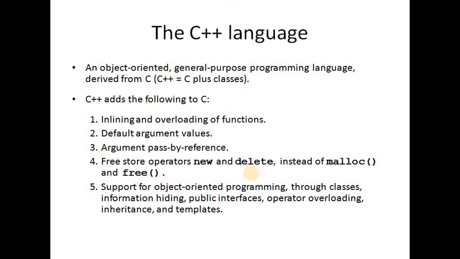So we can say the language was updated three major times, in 2011, 2014 and 2017, in terms of C++11, C++14 and C++17. These are other features of C++ that were added: inlining and overloading of functions, default argument values, arguments passed by reference, and free store operators new and delete, the replacement of malloc and free. Sometimes we use the terms malloc and free in C language.